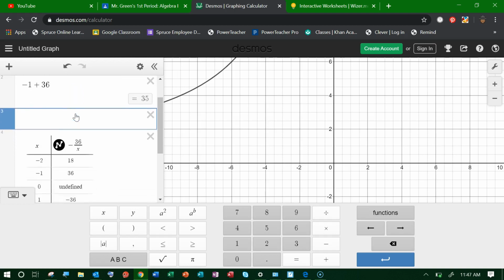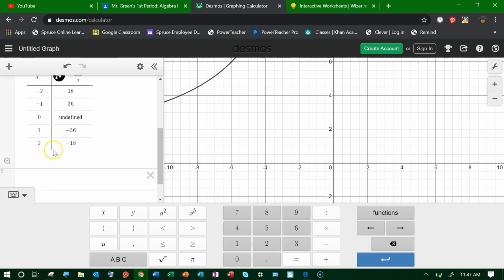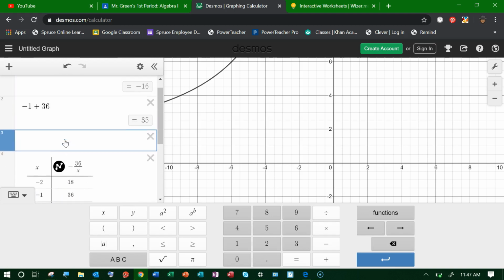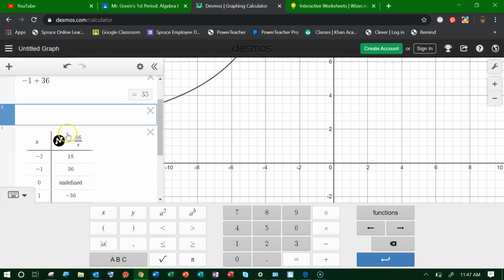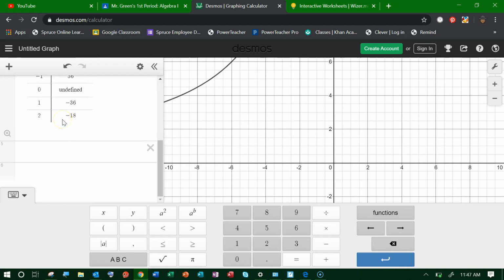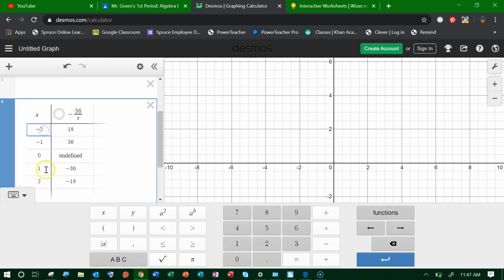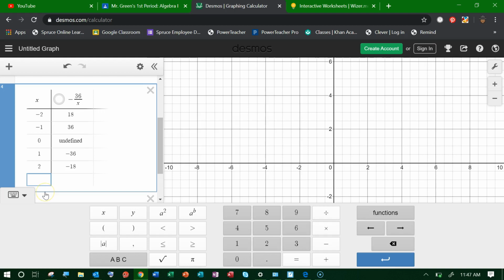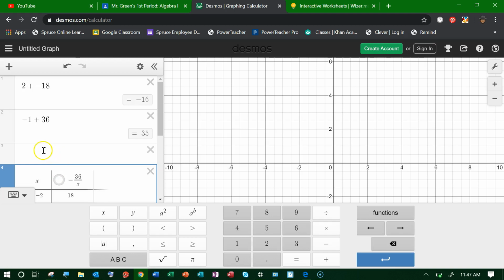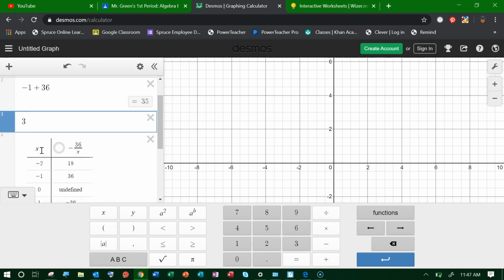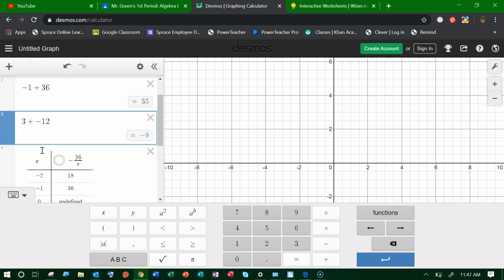So you see I'm using Desmos to calculate. I know that I could try this 2 and this. I've already tried the 2 and the negative 18. That doesn't work. So I need more numbers here. Let's see. What I'm going to do here is, I believe I'm going to put a 3 there. If I put a 3 there, that's going to give me a negative 12. So let's try 3 plus negative 12. Why'd I put a 13? I don't know. 13, that gives me a negative 9.